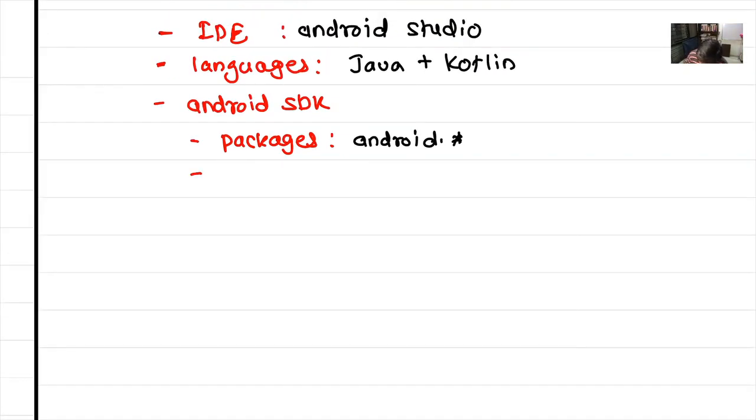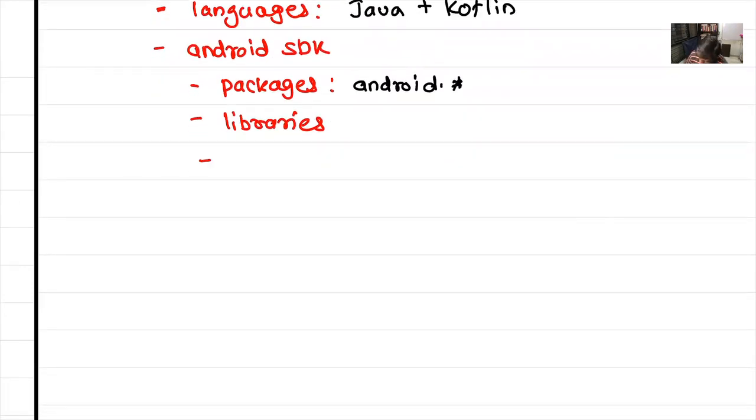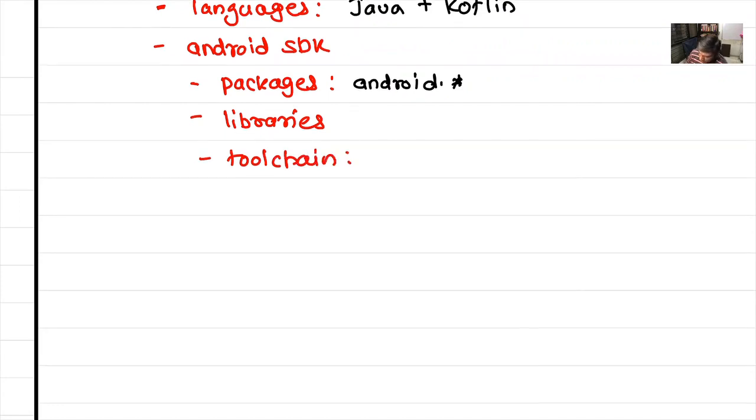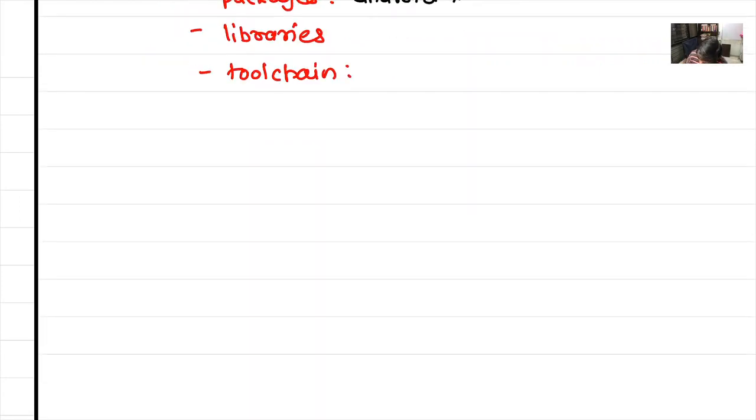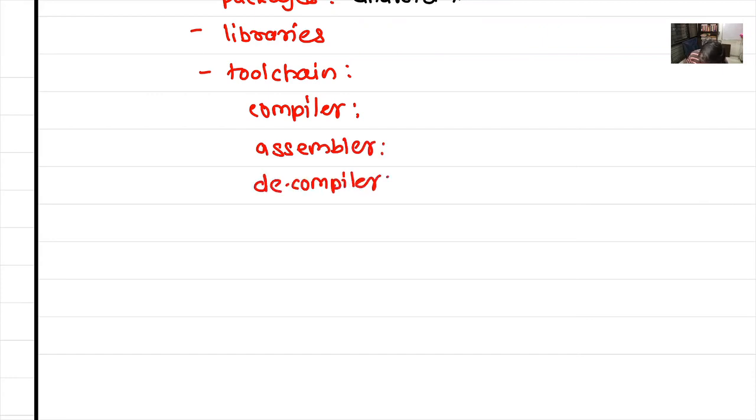Other than that, you are going to get a ton of different libraries, the libraries which are required for running your application. You would also need something like the tool chain. So let me mention that here. The tool chain is nothing but a collection of different applications or utilities, like a compiler, maybe an assembler, or a decompiler, and so on and so forth, and maybe other utilities. That's fine. This is what is called a tool chain.